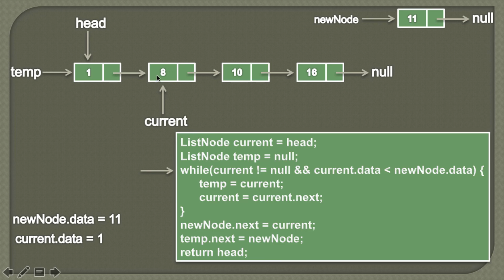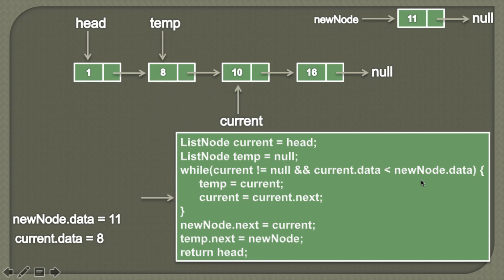Moving ahead, now again current is not equal to null and current data, which is 8, is also less than new node's data, which is 11. Therefore this while loop condition comes out to be true, and we'll assign current's value to the temp. So it would look something like this. And then we'll simply traverse current to its next position by assigning current dot next value to current.